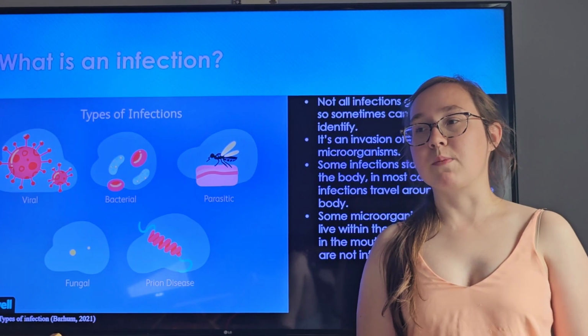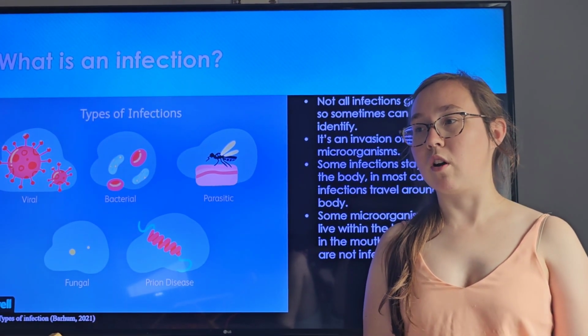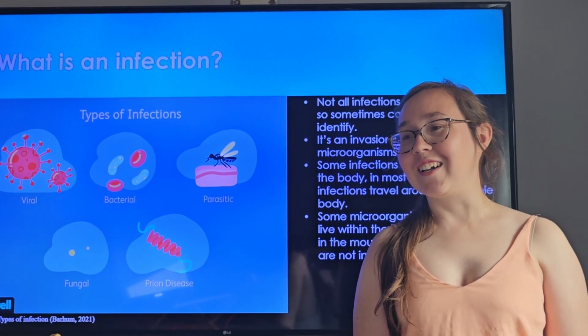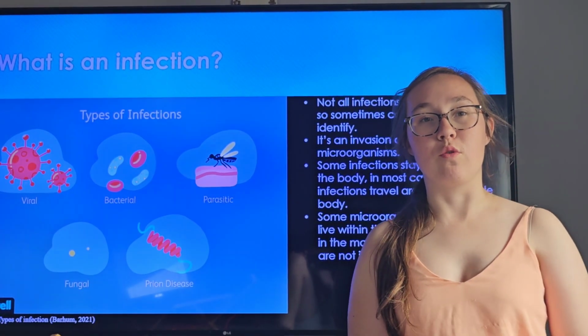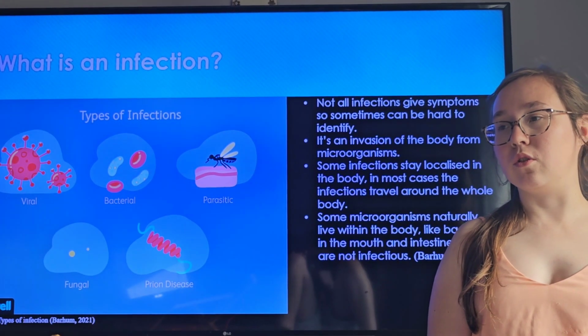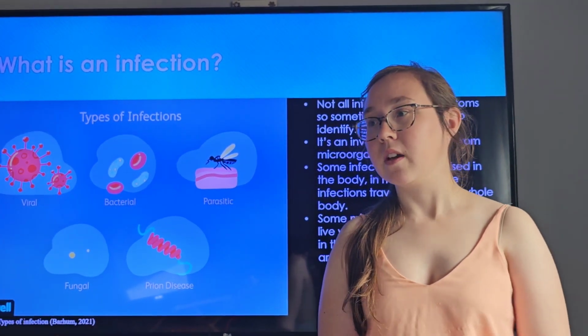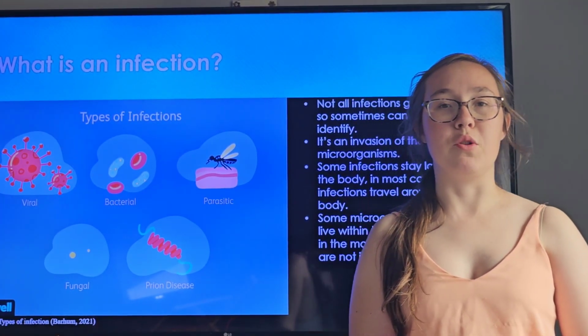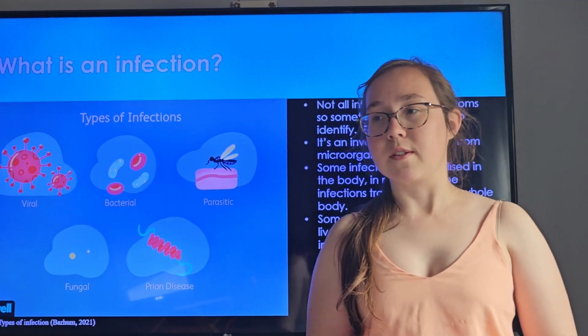Fungi are responsible for many surface skin diseases, like ringworm. Fungi can also cause infections in the lungs or even the nervous system. Parasites are causes of conditions such as malaria, which is transmitted by a mosquito bite. Other parasites can be transmitted through human feces, like worms.